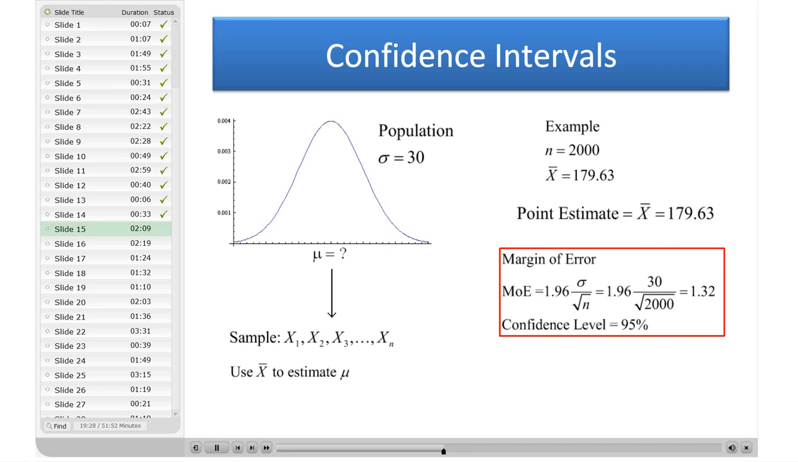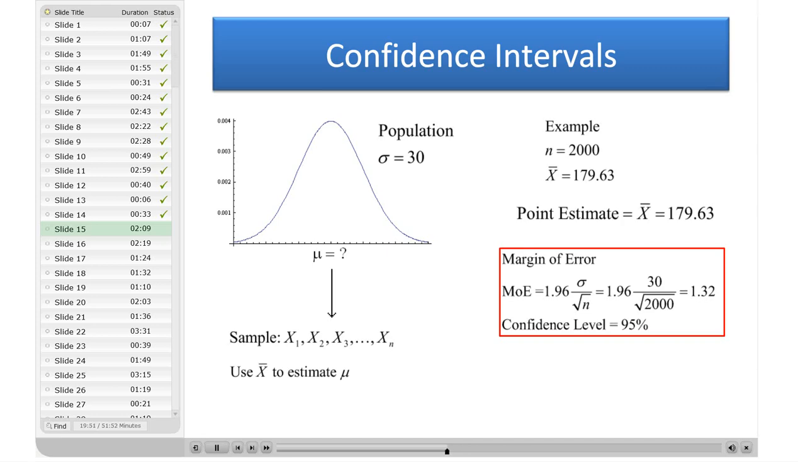Now, you may be wondering where this 1.96 comes from. It comes from the fact that 95% of the time, a normal random variable is within 1.96 standard deviations of the mean. For a while now, we keep saying that 95% of the time, a normal random variable will be within 2 standard deviations of the mean. Well, it's really not 2, it's really 1.96.